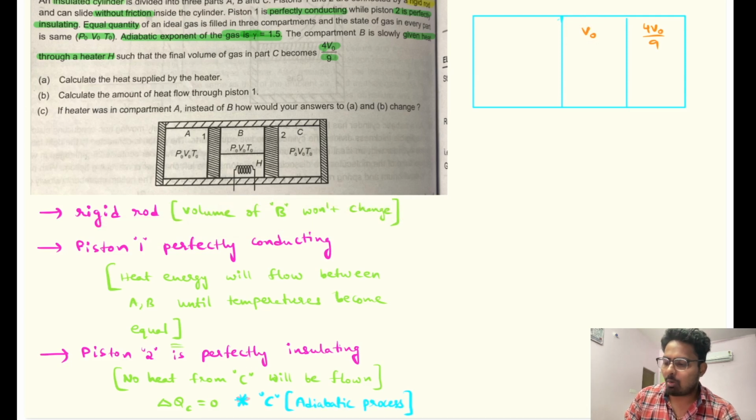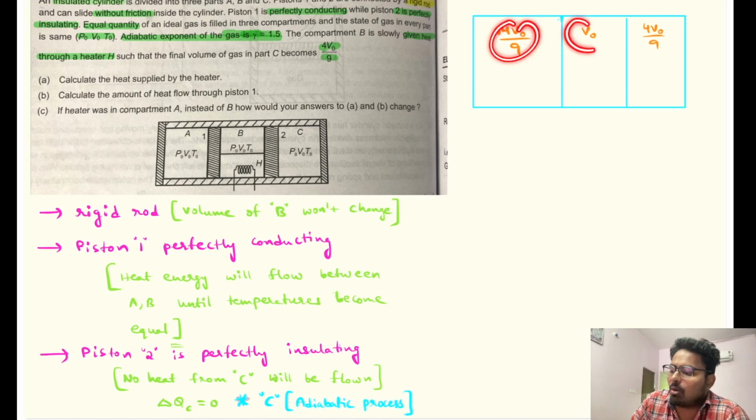This is V0. And sir, what is the volume in the first one? The sum of these two will be 2V0. Total volume should be 3V0, right? So it should be 2V0 minus 4V0 by 9. So it will be 18 minus 4, 14V0 by 9. That means the volume in the leftmost compartment would be 14V0 by 9. Okay, sir, I have found the volume in each and every compartment. Done. Fine. Now next, what we need to find?